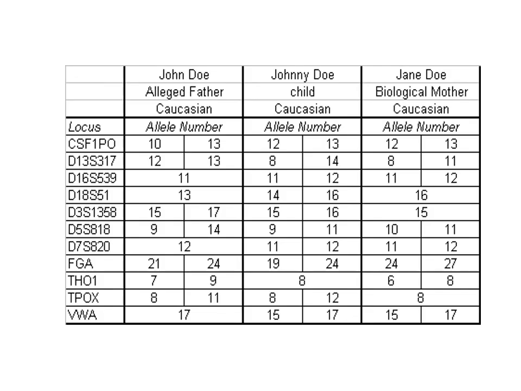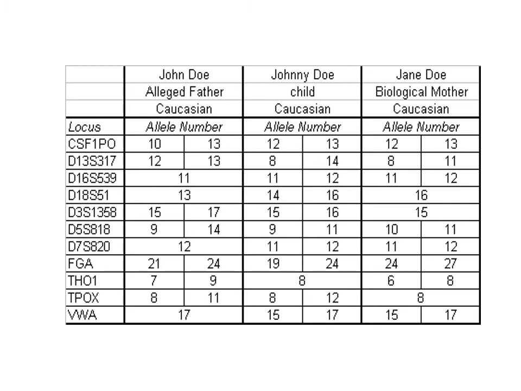Okay, so for example, the first line, CSF1PO, we're not going to learn too much from this locus because the child has alleles 12 and 13, mom has alleles 12 and 13, and dad has alleles 10 and 13. So the child could have gotten either 12 or 13 from the mom, we can't tell which, in which case, if he did get the 12 from the mom, then he could have gotten the 13 from the dad. So that's consistent with paternity.